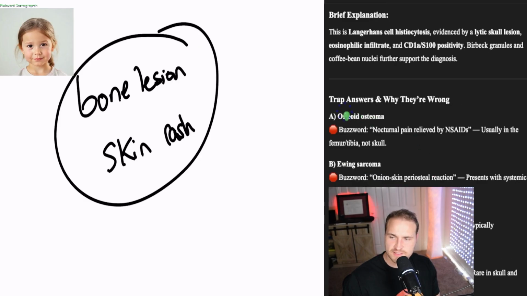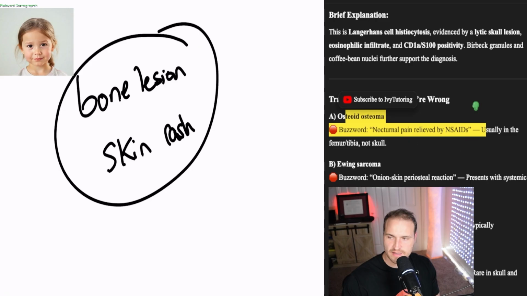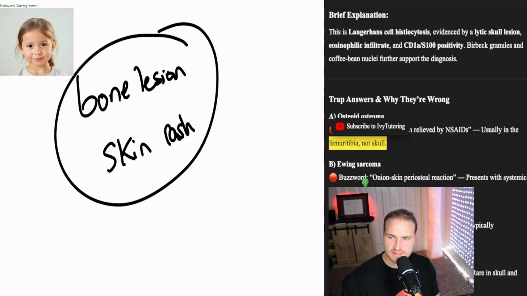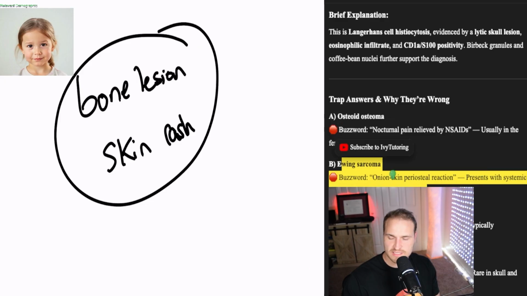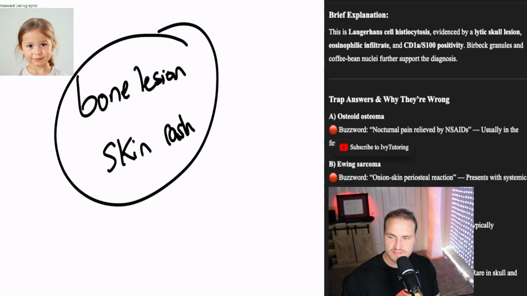So here are the trap answers: osteoid osteoma, nocturnal pain relieved by NSAIDs in the femur and the tibia, not the skull. Ewing sarcoma is onion skin periosteal reaction, and presents with systemic symptoms. Aneurysmal bone cyst would be a blood-filled space on imaging, typically multiloculated, without that CD1a positivity. And you should look out for those Birbeck granules.